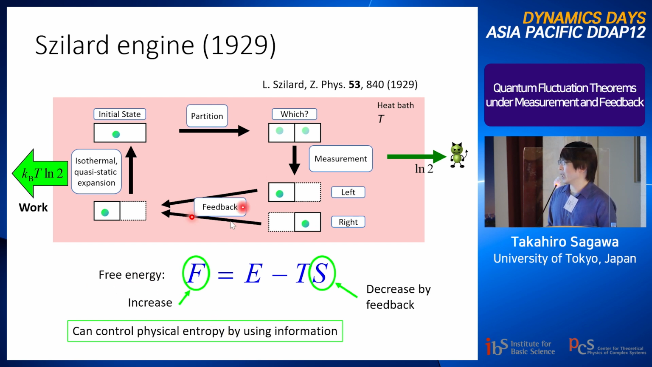And the essential mechanism of this Szilard engine is very simple. We can reduce the entropy by log 2 by performing the measurement and feedback during this process. And the decrease of entropy implies the increase of the free energy, and the free energy is the resource of the work. So finally, we can extract kT log 2 of work during this process. So the key point is that the obtained information log 2 is proportional to the obtained work kT log 2, and the proportional coefficient is given by the Boltzmann constant and the temperature. So the message is that we can control physical or thermodynamic entropy by using information via measurement and feedback.